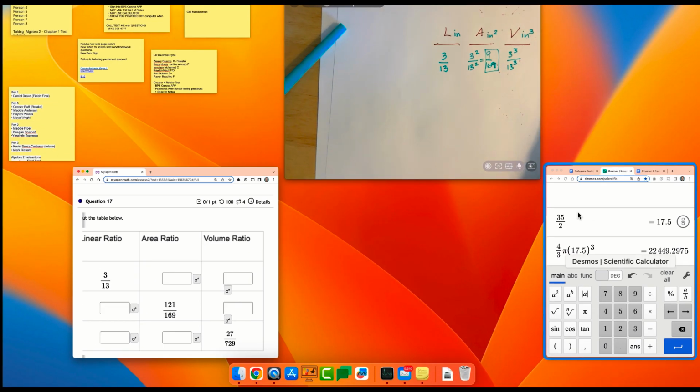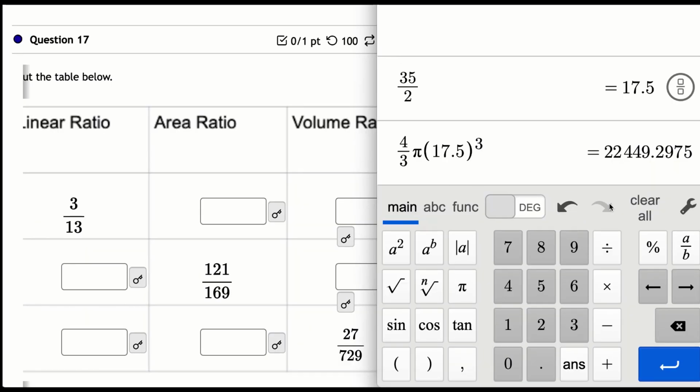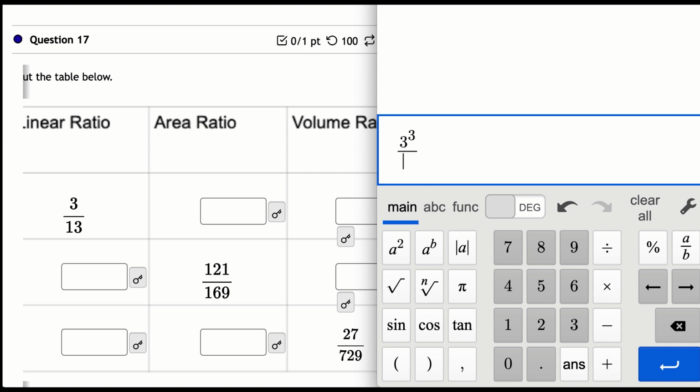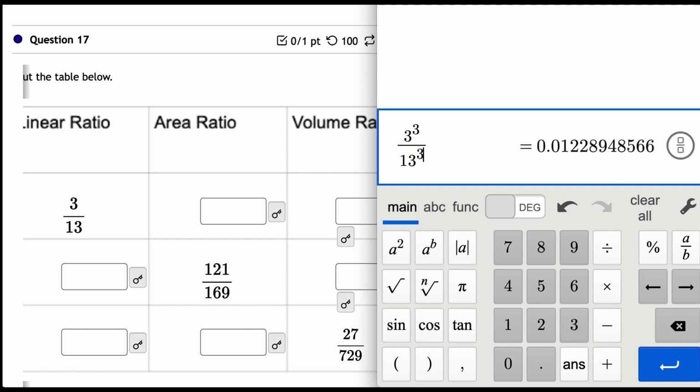Now, let's put that in the calculator so we can actually see what that looks like. So I'm going to pull up my calculator and do 3 cubed over 13 cubed. So 3 cubed looks like this. Well, you know it's 27, but if you want to write it as a fraction, you can do that too. So I'm going to go 3 cubed over, and then 13, and then I'm going to cube that as well. That's one way to do it.